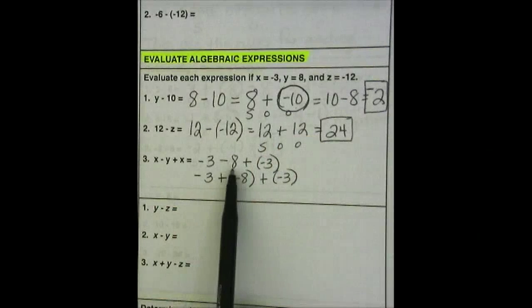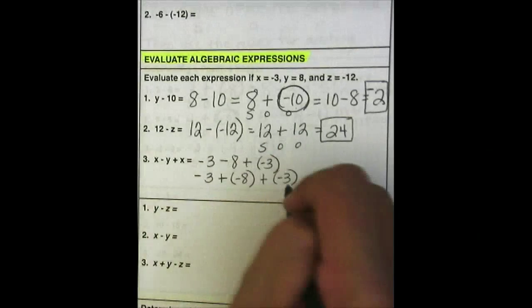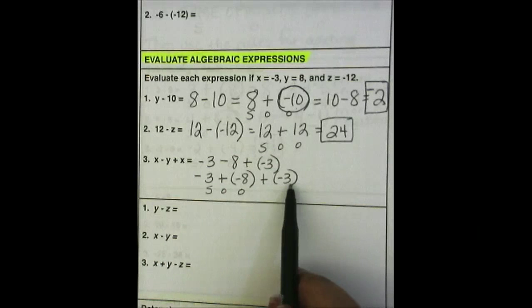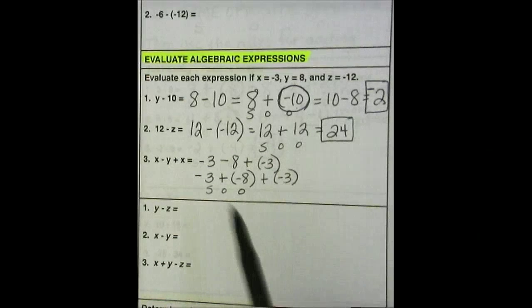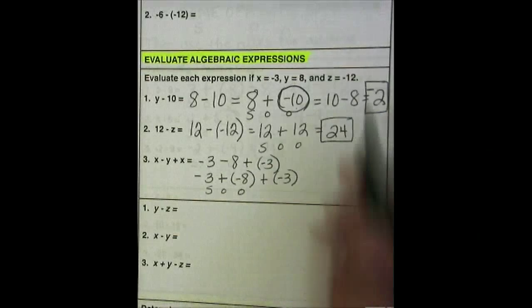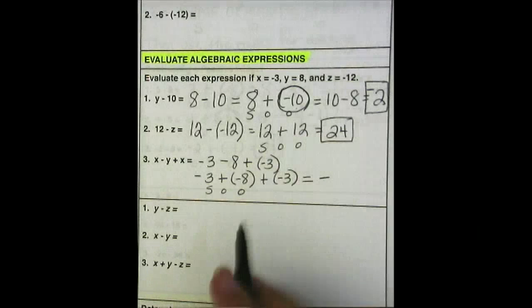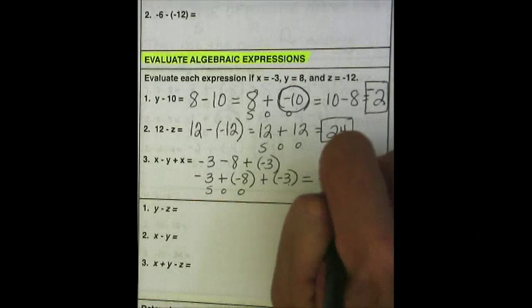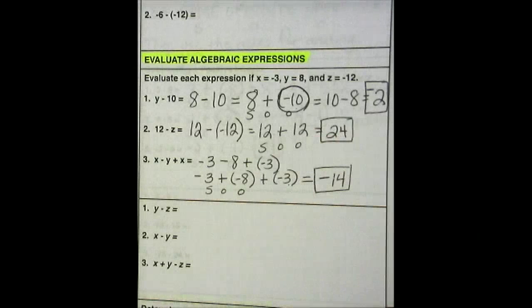So we had to work with the subtraction, same, opposite, opposite, and then add negative 3. Then when we add them, they're all negatives. So we know that our answer will be negative. We've got 3 plus 8 is 11, plus 3 is 14. So our answer is negative 14. Pause the video, take just a couple of minutes to work the problems in the practice, and then come back so we can complete our lesson.